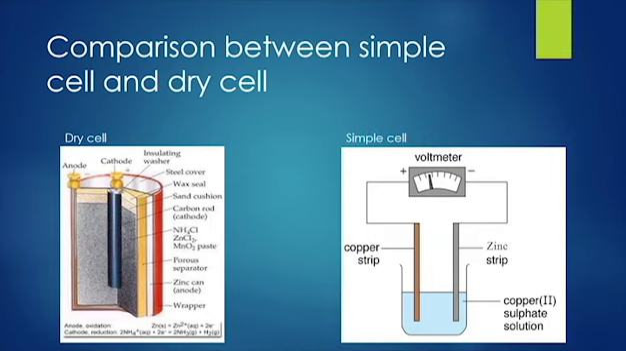In a simple cell, only a small amount of electric current is produced. But in a dry cell, compared to the simple cell, a large amount of current can be produced. These are the comparisons between simple cell and dry cell. Let's move on to what secondary cells are.